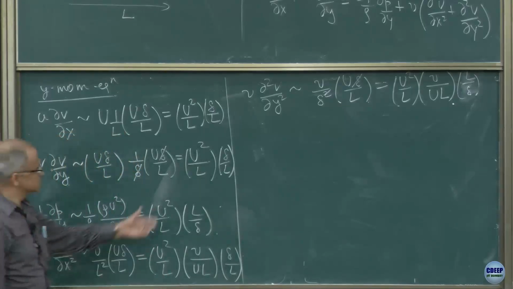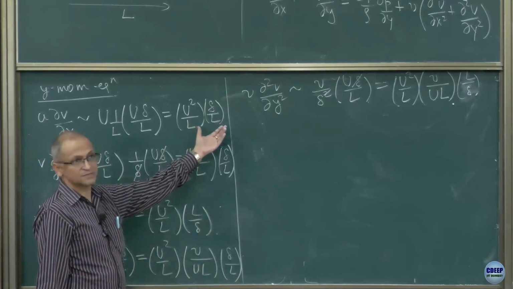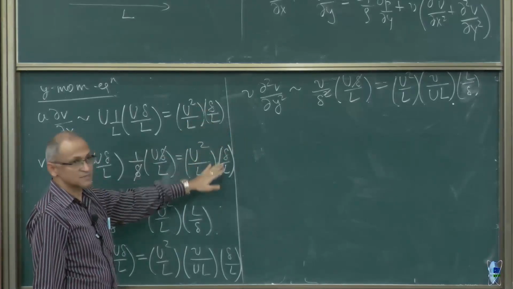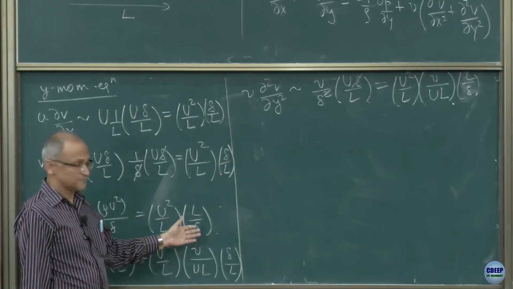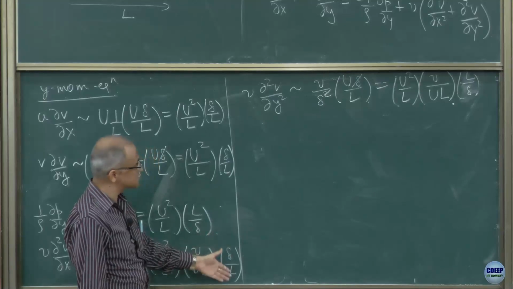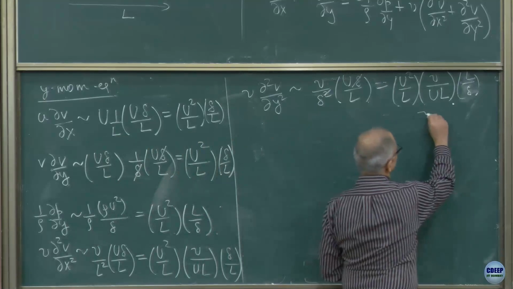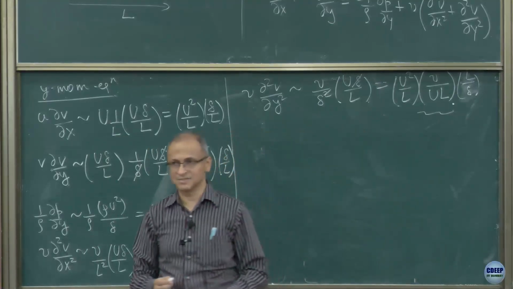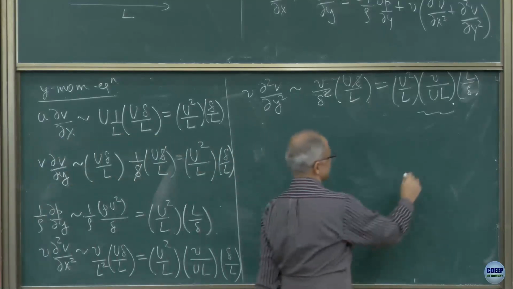You already said u square upon L is common, so you have to only look at the remaining part. The first term is delta by L here. This is L by delta. And then this is nu upon UL times delta by L. Now what is this term here? Can you recognize this term? This is 1 upon RE.